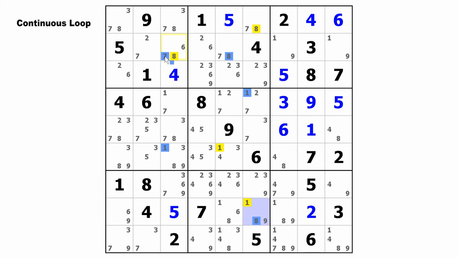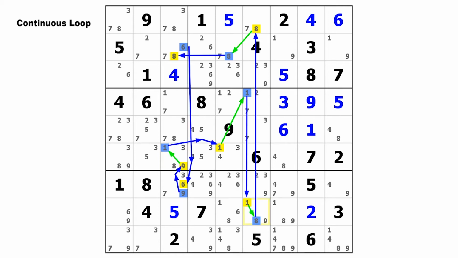If we go to this 7, there's no strong link coming off of that 7 either. But if we make a weak link to this 6, look at column 3, there's another 6 down here. That is a strong link. There are only 2 6s in that column. And there's a 9 in the cell that contains this first 1, and we can make a strong link between this 9 and this 9, and now we have a continuous loop that looks like this.